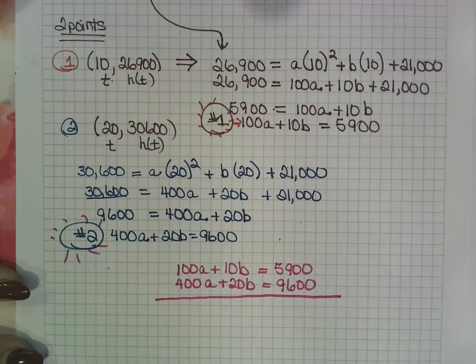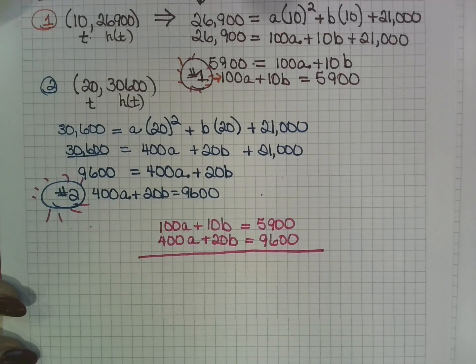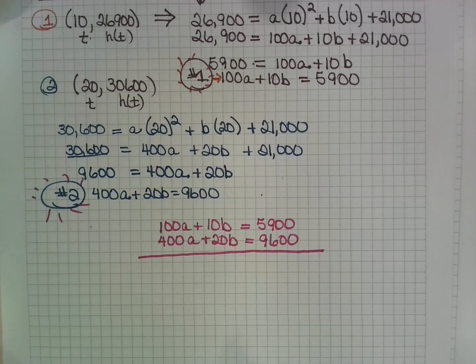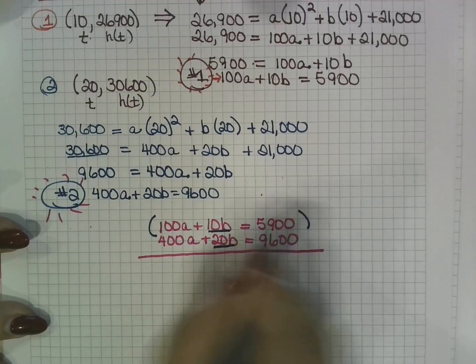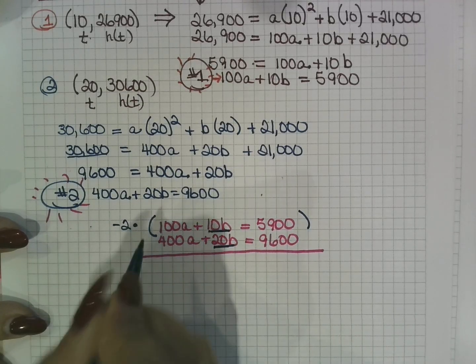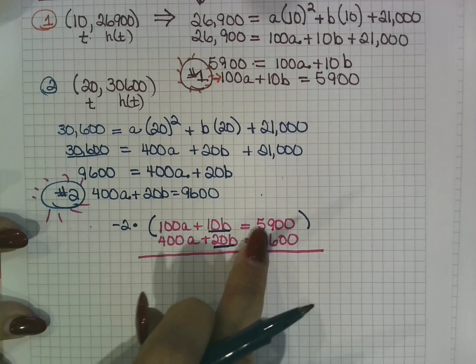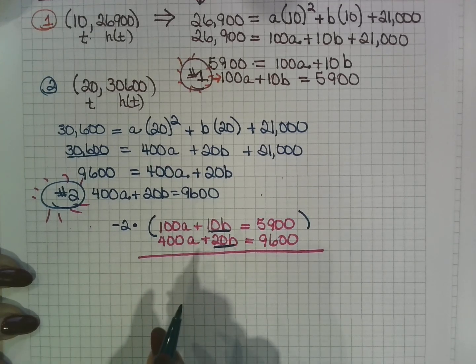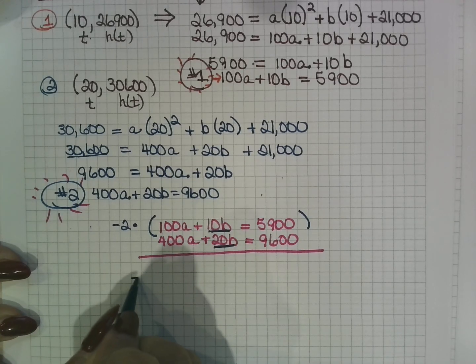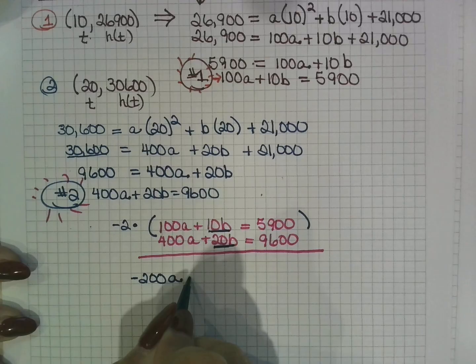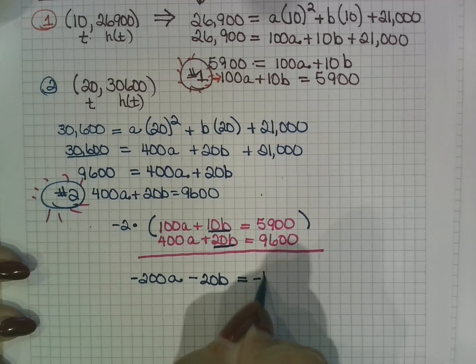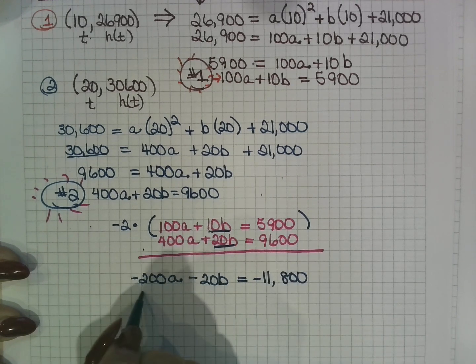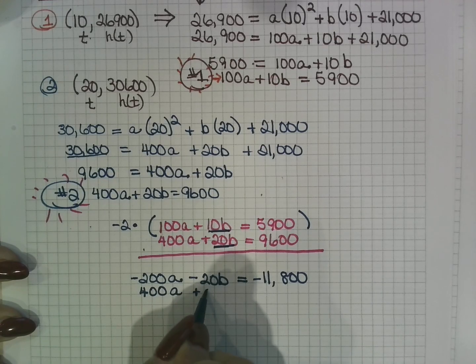And now is when we do the process of elimination to get rid of either A or B. And this is one where you just have to look and see what's the easiest thing to get rid of. From what I'm seeing right here, the 10B and the 20B, if I multiplied everything in the top one by -2, meaning -2 times this, -2 times this, -2 times that, I should be able to cancel out my b's. So let's go ahead and do that. My first equation up at the top is going to now become negative 200a minus 20b equals negative 11,800. This guy stays the same because something really cool is going to happen now.